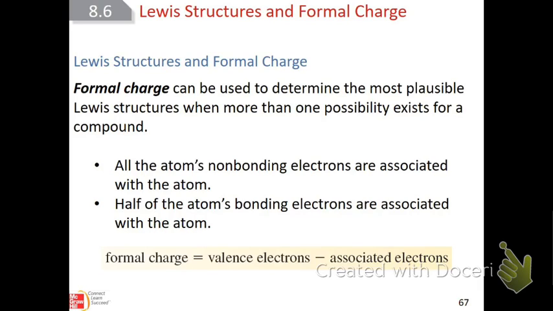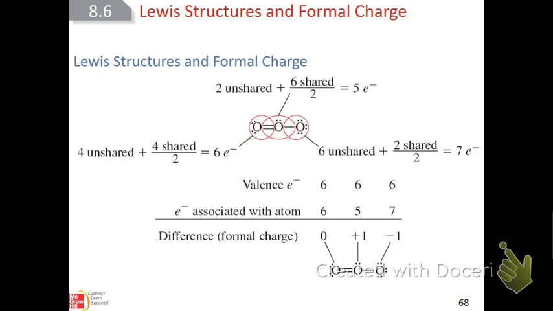This is a way that you can find your formal charge. Now, formal charge is not completely necessary, but it is helpful if there's more than one way those electrons can be distributed, to find the best solution. And so here's what I'm talking about. Here is a resonance structure for ozone.